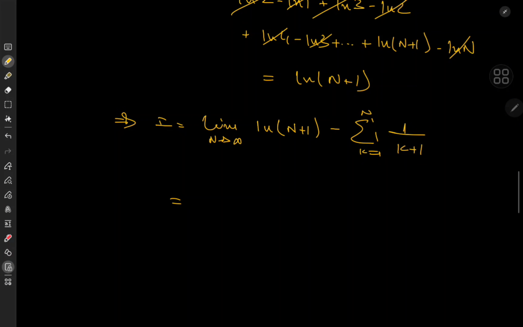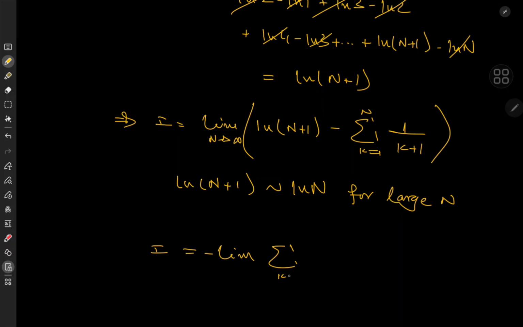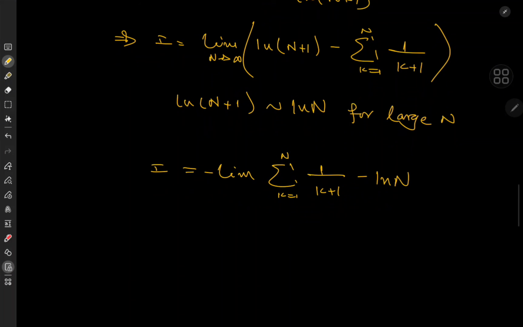Okay, now let me just rearrange things to get something familiar. The first thing to note here is log of n plus 1 is pretty much the same as log n for large n. So I here is equal to the limit, and I'm going to introduce a negative sign because I'm moving stuff around within the limit, switching up the order of terms here: the sum over k from 1 to n of 1 over k plus 1 minus log n. So we're evaluating the limit of this thing, and this thing looks extremely familiar.